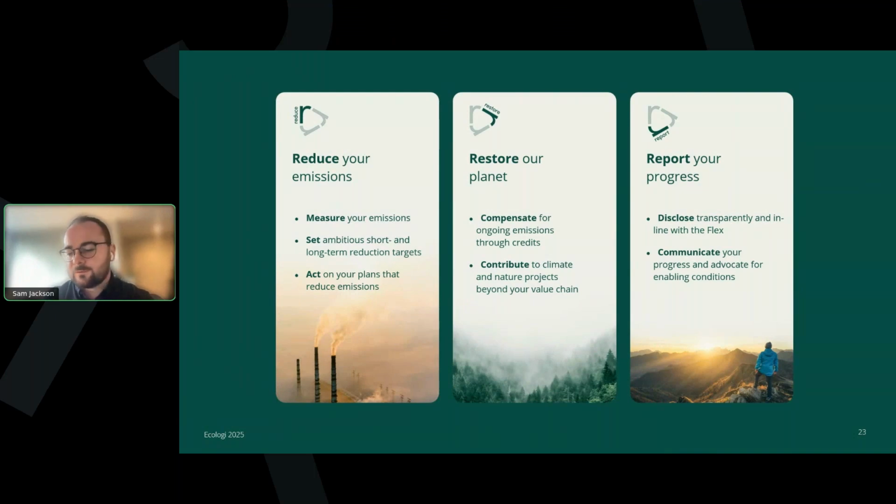Restoration is where best practice is always evolving, and we think it's really important that businesses, insofar as they can, whilst they are doing their reduction in-house, work on everything down the supply chain and also outside the value chain as well. So contributing to projects that will move global net zero closer. And obviously reporting, transparent disclosures.